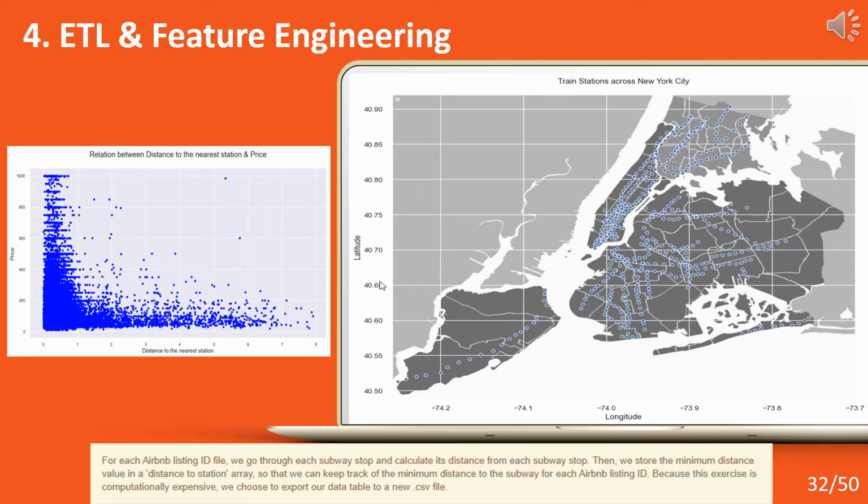Chapter 4. Extract, Transform, Load, and Feature Engineering. We decided to add another feature to our original file, which is the distance from the nearest subway train station, believing that it plays a decisive role in the price of Airbnb rental spaces. The subway system is the main public transportation system in New York City. The New York City subway is one of the world's oldest public transit systems, one of the most used, and the one with the most stations.